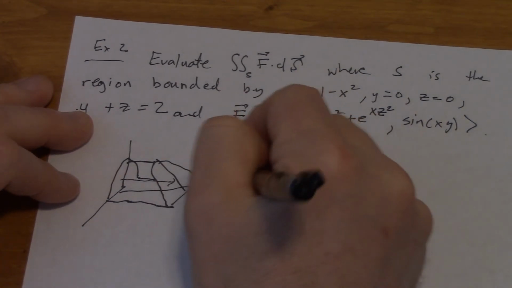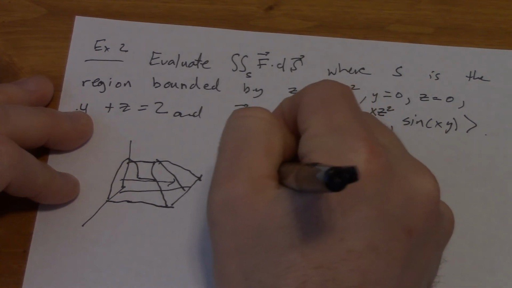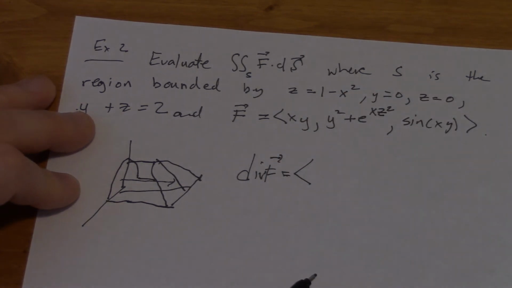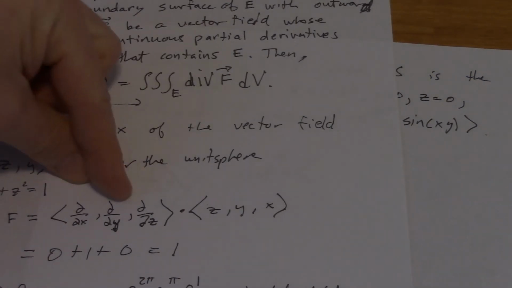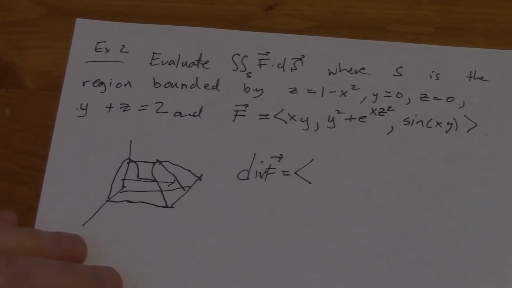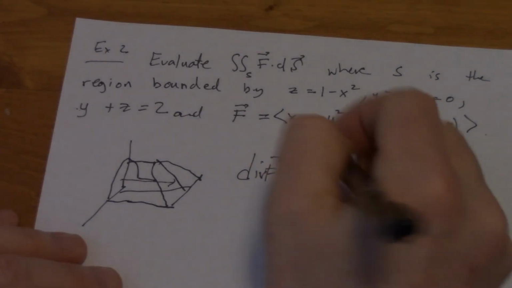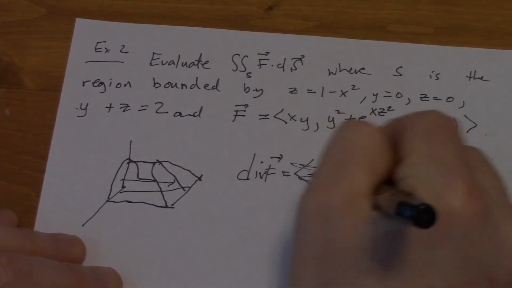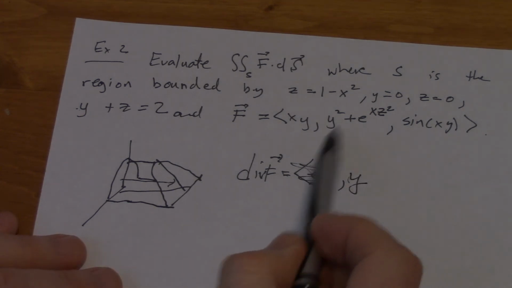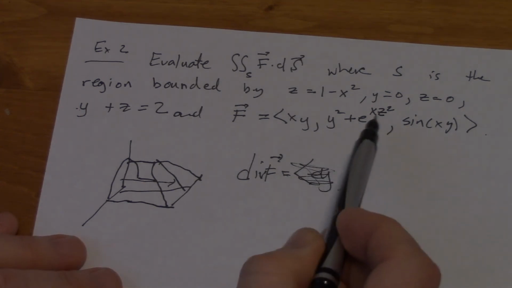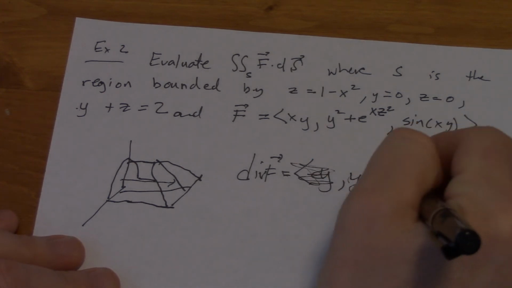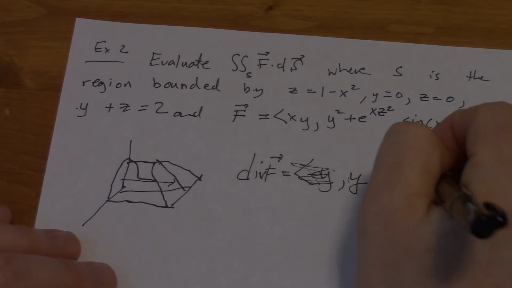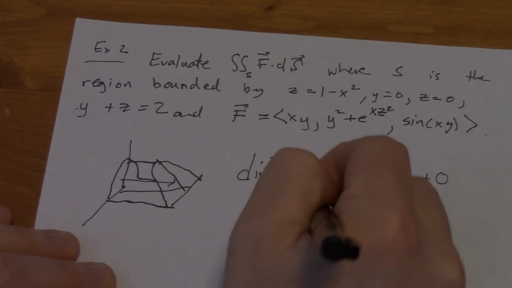All right. So the divergence of F. As we saw last time, it's del dotted with F. So it's the derivative with respect to x of xy, which is y. And the derivative with respect to y of y squared plus e to the xz, so the exponential goes away, and that's going to be plus 2y. And the derivative with respect to z of sine of xy is going to be 0. So the divergence is going to be 3y.